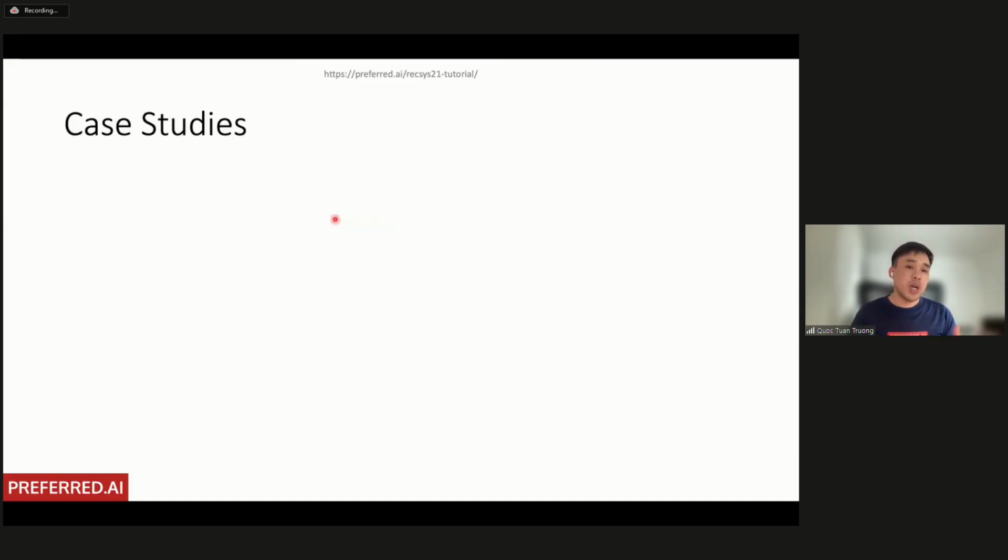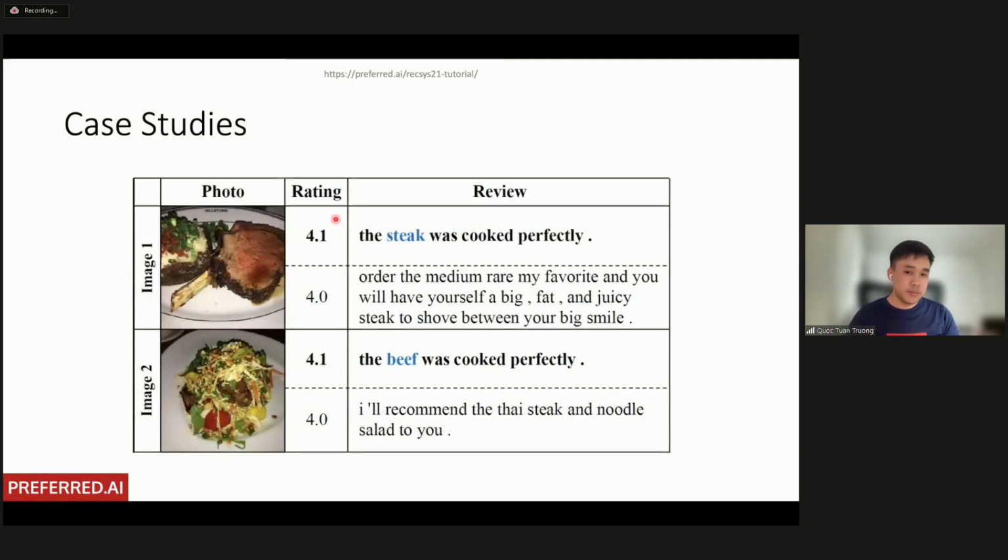Just to give a couple of case studies for the model I just introduced. This one is the rating estimation, and it's pretty close to the ground truth here. The above is the output from the model, and the below is the ground truth rating. Given the same user and same item, if we input different photos, you see that the text we output mentions different items inside the photo, whereas the rest is pretty much the same.